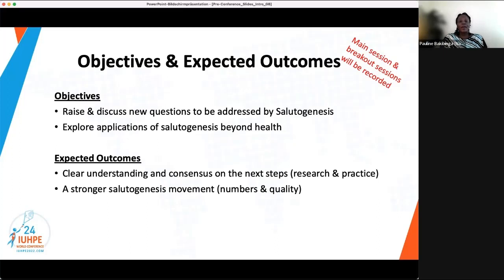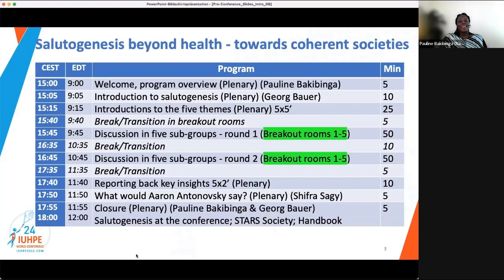Our agenda: as I mentioned earlier, we have a plenary as well as breakout sessions. I provide the introductory remarks, and in a short while, Georg will be presenting an introduction to salutogenesis before we move into sessions. But before the sessions, we'll also have a brief summary, kind of like a teaser, an appetizer of what will happen in each of the breakout rooms.